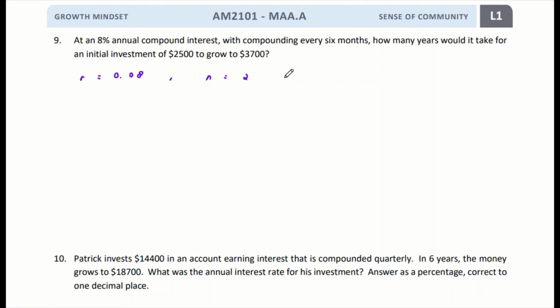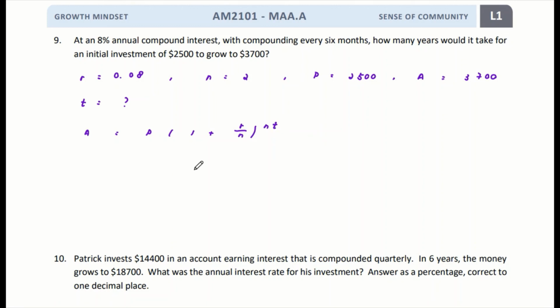And after that, at the end, how many years would it take for the growth and investment of your principal of 2,500 to reach a total amount of 3,700? So the question is asking how many years, which means we are finding t. Same thing, you can try to use the formula that we learned just now. A is equal to P times (1 plus r over n) to the power of nt.